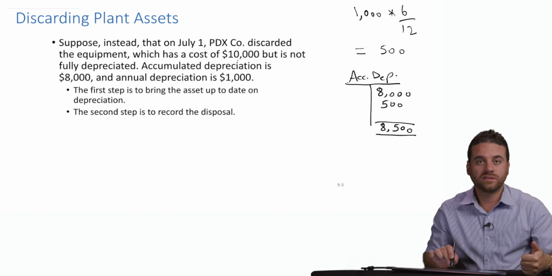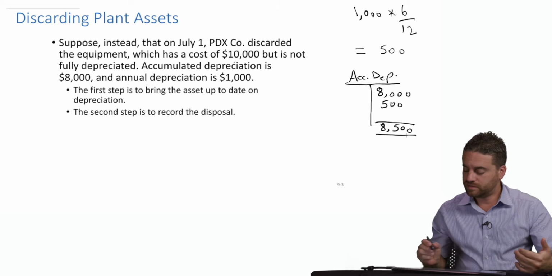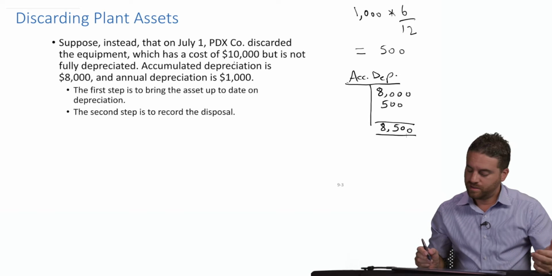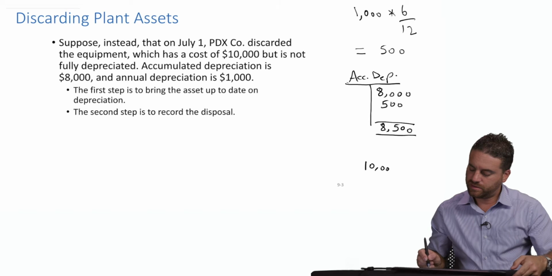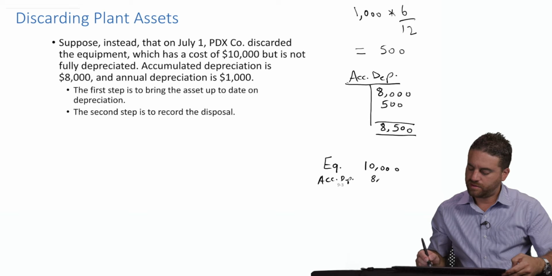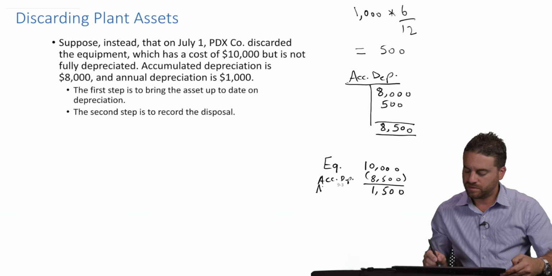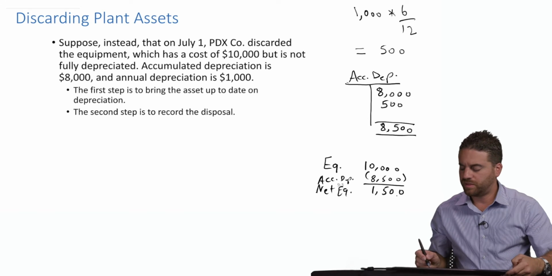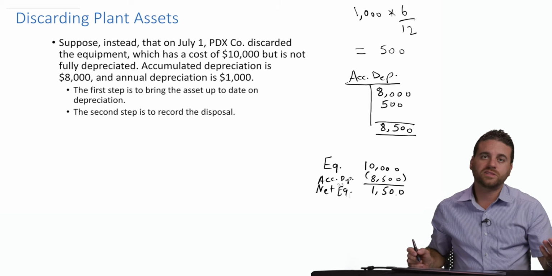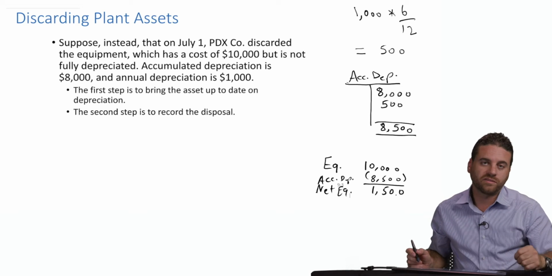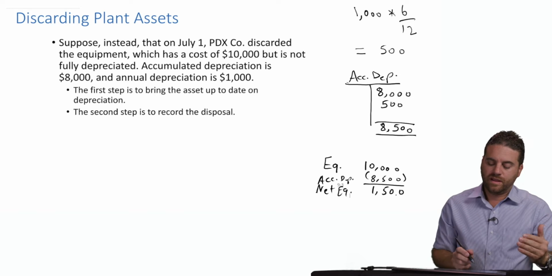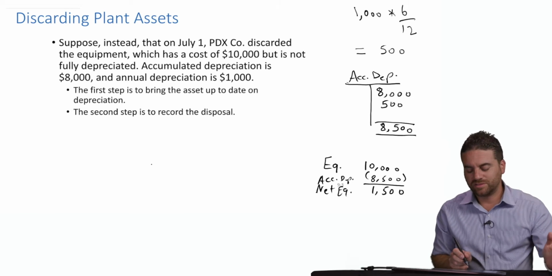So if I'm throwing it away, I'm not selling it, I'm not getting any cash back, and the original cost is $10,000, that means in my books, I still have $1,500 value, because I had a $10,000 asset, let's just call it equipment, and I had accumulated depreciation of $8,500. That's a negative. So I do have some value in my books for the equipment. It's $1,500. But because I'm throwing it away, I'm not getting any cash back, so I'm losing $1,500.